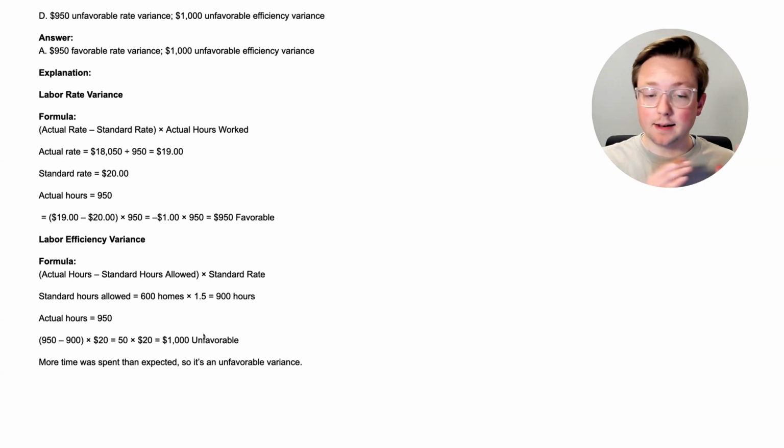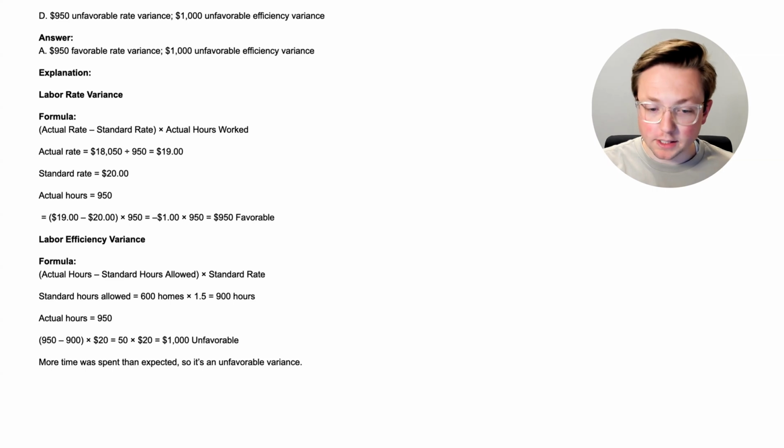So you'll notice here that they don't have to be exactly the same. It doesn't have to be unfavorable and unfavorable or favorable and favorable. They're affected by different things. So the labor efficiency can be unfavorable, but the labor rate can be favorable. But just to make sure that's clear, again, the reason that the labor efficiency variance is unfavorable is because they spent more hours than they were expecting to spend to do the typical 600 homes.